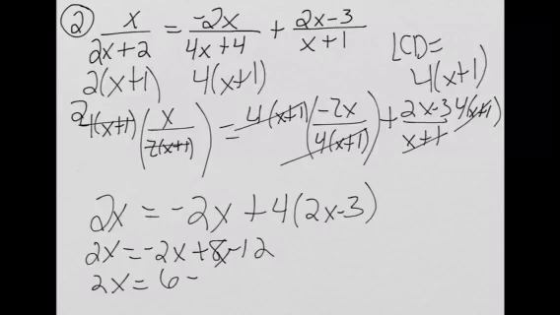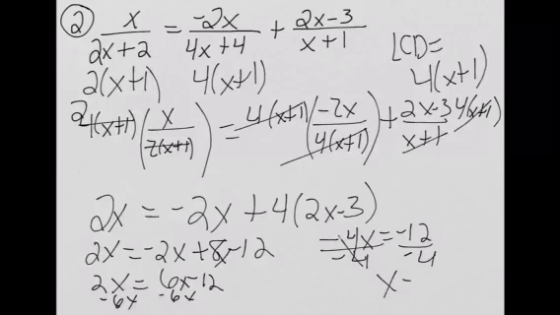And then simplifying that a little more, we got 2x is equal to 6x minus 12. Now we're going to subtract our 6x from each side, and we're left with negative 4x is equal to negative 12. Divide each side by negative 4, and we got x equals 3 for my answer. And if you go back and check it, you'll see that it does work, and so x equals 3 is my answer for number 2.